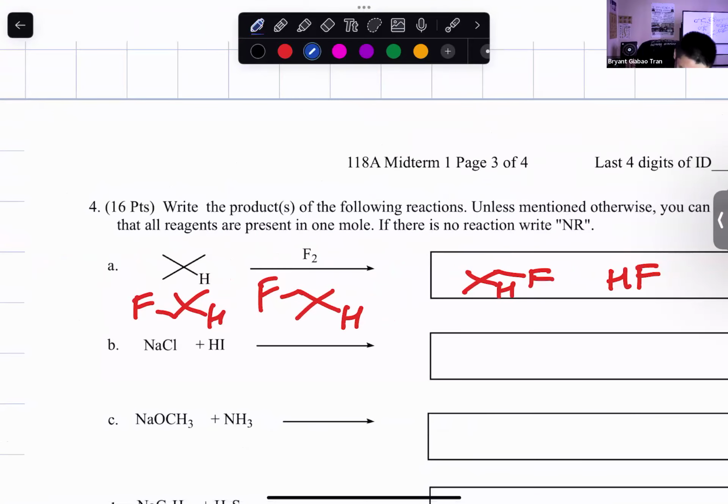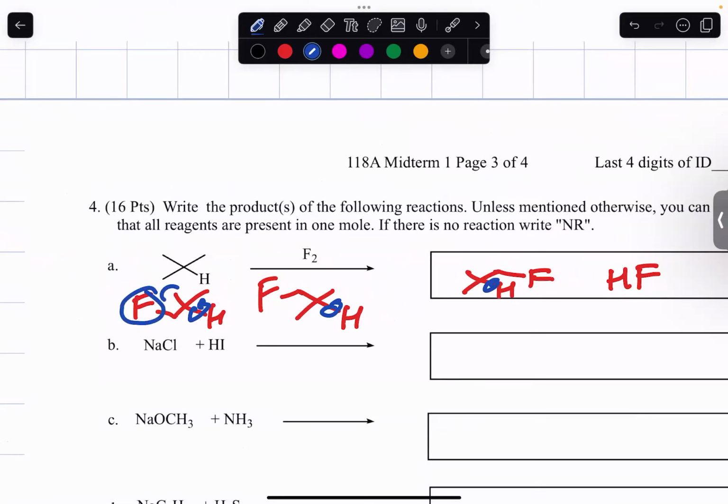Because this bond right here has free rotation. So when we rotate that, those three groups right here can rotate into each other's spots. That makes sense.